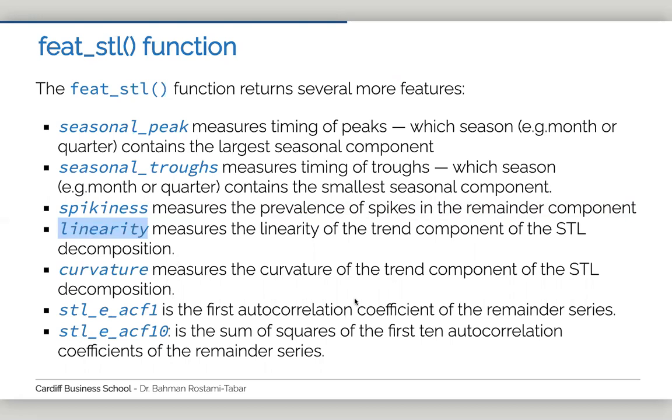We have curvature as well. That measures the curvature of the trend component, similar to the previous one, but instead of linearity, we look at the curvature. And then we also have the first autocorrelation coefficient of the remainder series. In ACF, we had the ACF of the original time series, but here we can also have the ACF of just the remainder part. And then we can also have the sum of squares of the first autocorrelation coefficients of the remainder series.